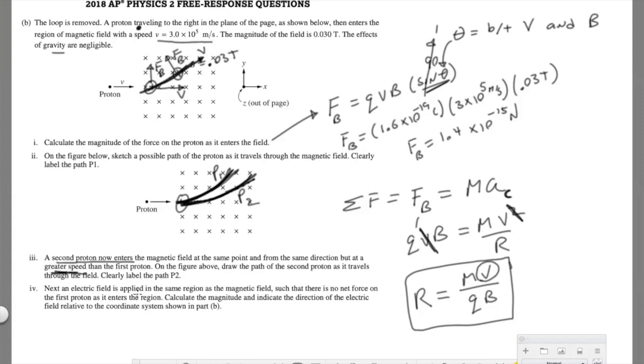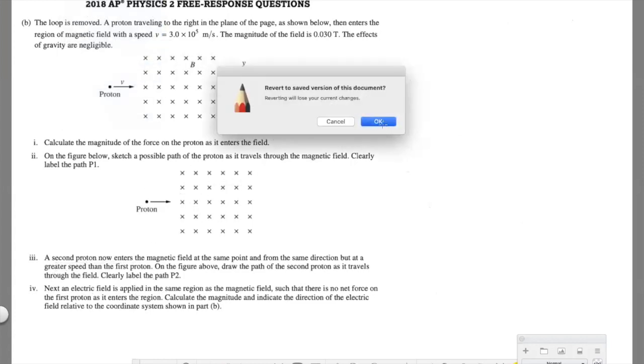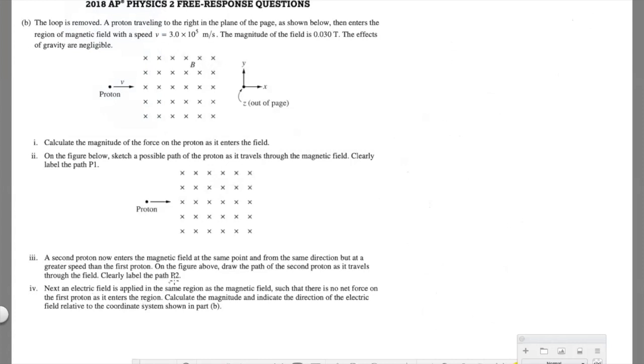Okay, last question. Now we have an electric field. An electric field is applied in the same region as the magnetic field so that there is no net force, meaning the total force on the proton is going to be 0. So calculate the magnitude and direction of the electric field.